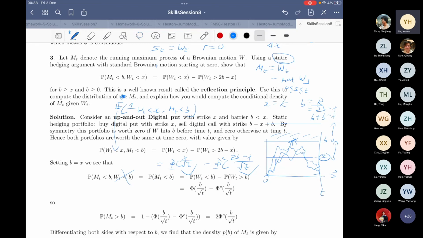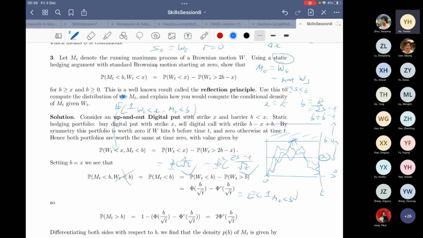But in terms of an option price, what would that be? That would equal the expected value of the indicator function of the maximum being less than or equal to B. So what is that the price of? Well, that would be the price of a no-touch option, because you just receive one.